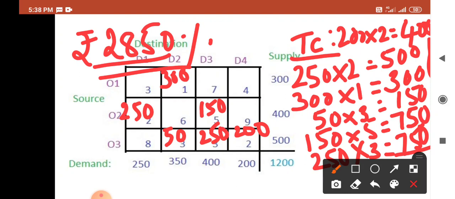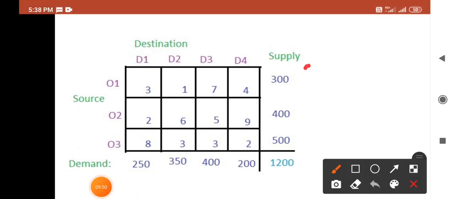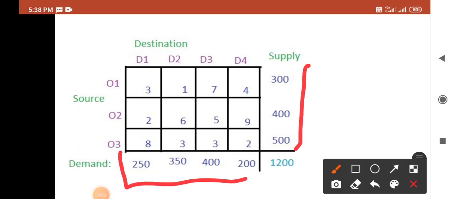Why are we multiplying here? It is the per unit cost into the number of units. This is how we calculate transportation cost in Vogel's approximation method. We have to find out the penalties for each row and each column every time, by taking the difference between the first minimum and the second minimum in each row and each column.